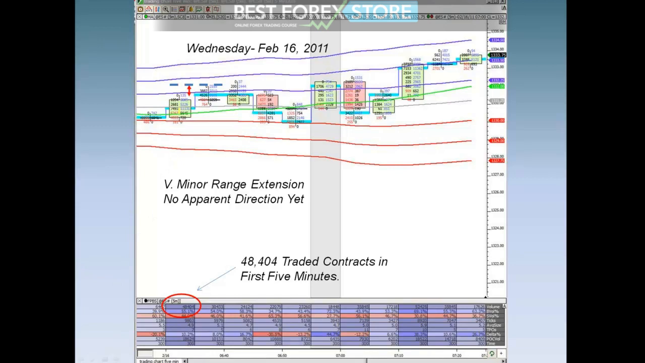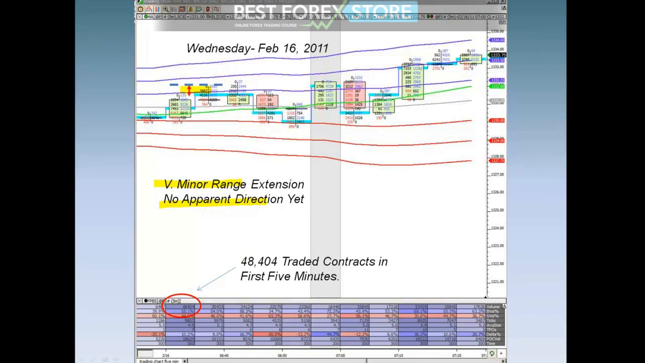Take a look at what's happening during the first 5-minute periods. We get a tiny little range extension to the top. So it doesn't really give us a lot of strong convictional direction. It's a very minor range extension, and there's no apparent direction yet. So I don't rush in and take a long, as many people do.